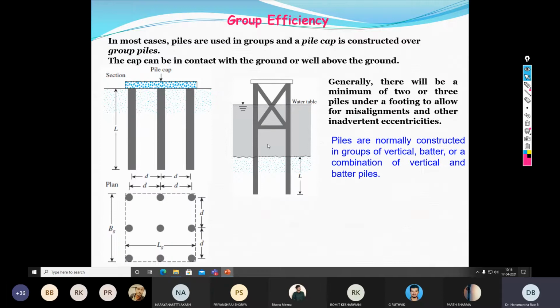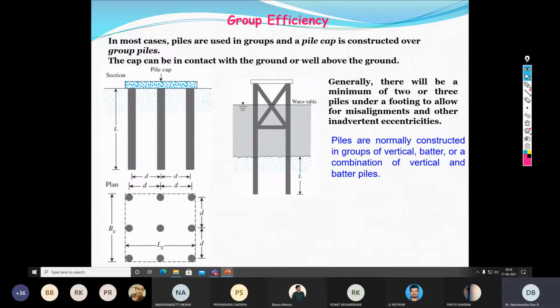The above two pictures are the cross sections of a pile group. If you look at the plan, this is how the pile group looks. Here, if you look carefully, there are 9 piles arranged in a square pattern. This arrangement is called a 3 by 3 pile group.